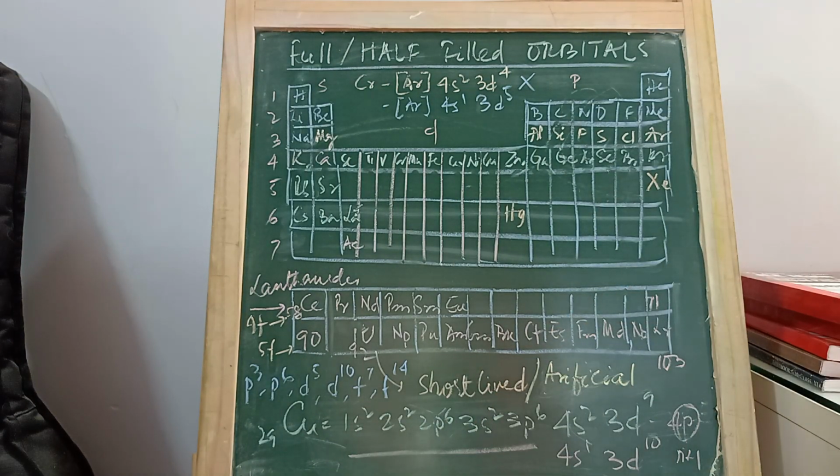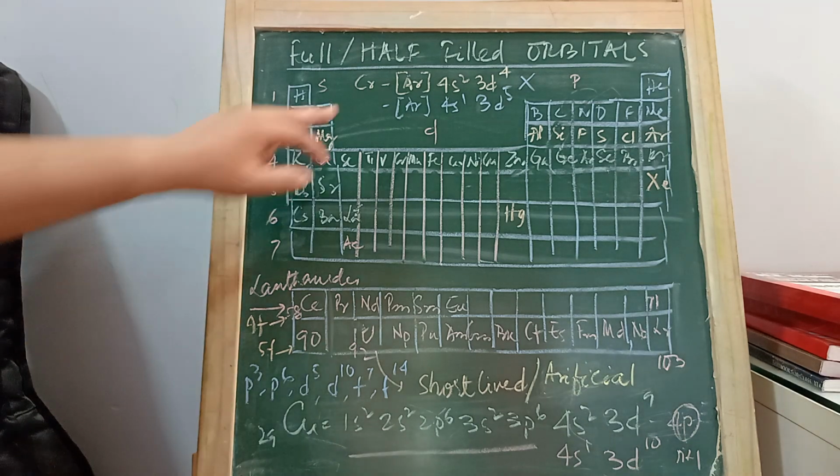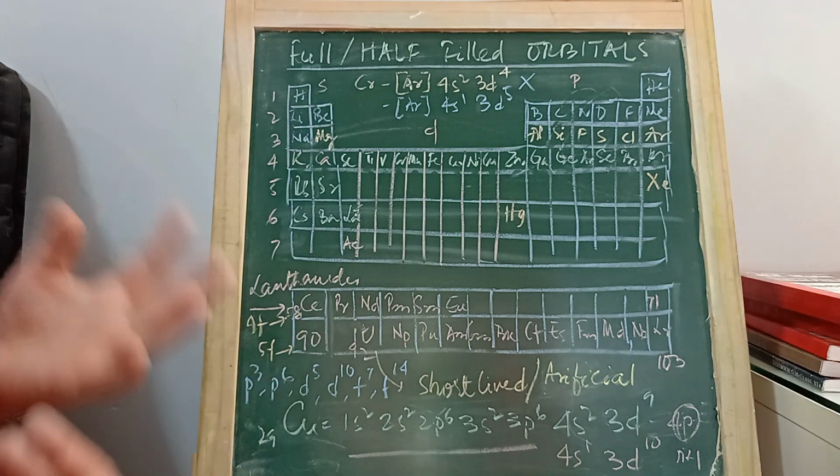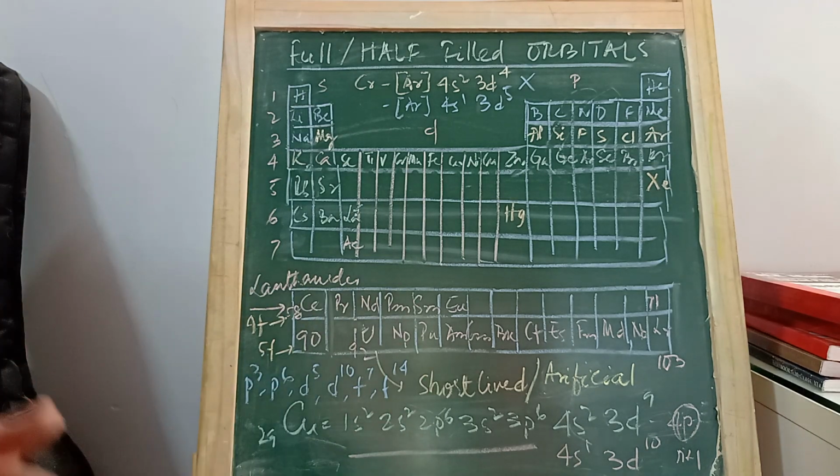Okay, but there is an exception. Two elements have a very interesting electronic configuration, especially in how the valence electrons are kept and filled: chromium and copper. We will try to understand the electronic configuration of chromium and copper, which is a little bit exceptional because of some reason.